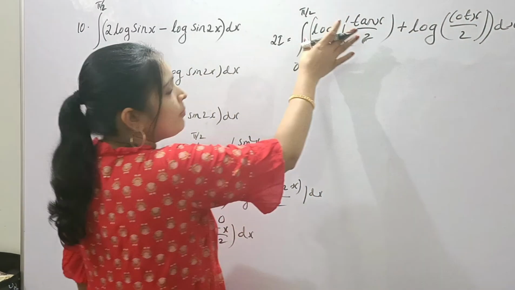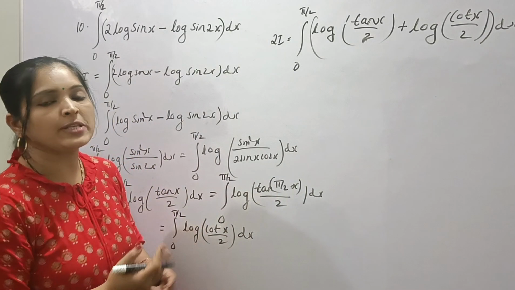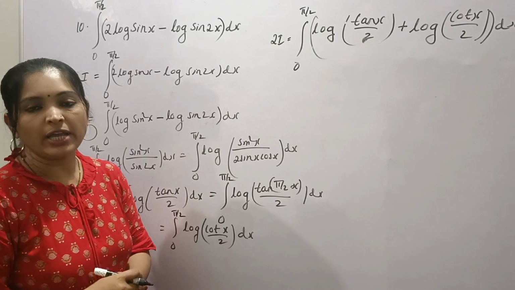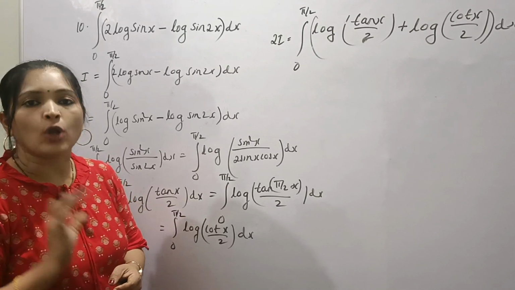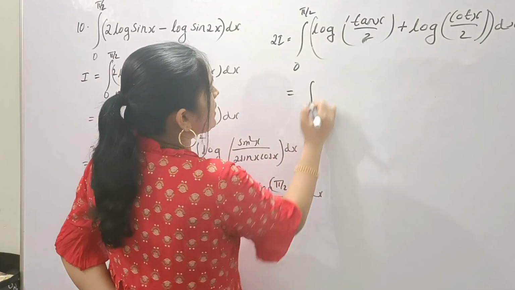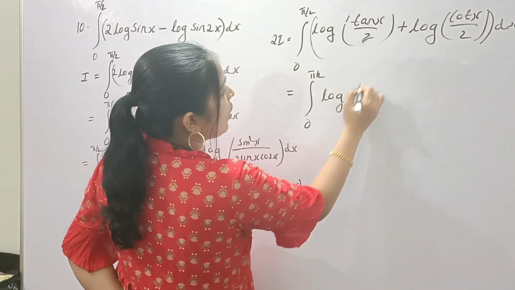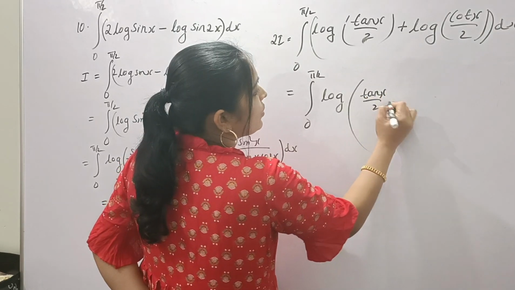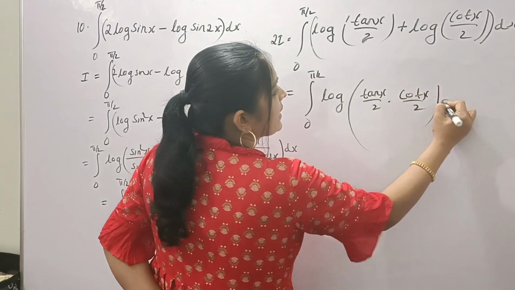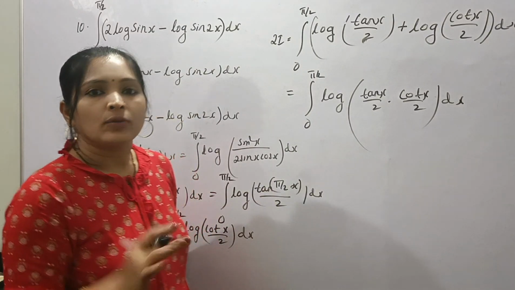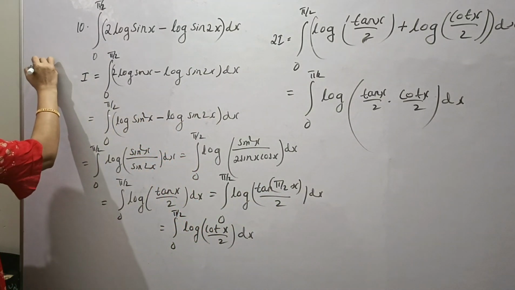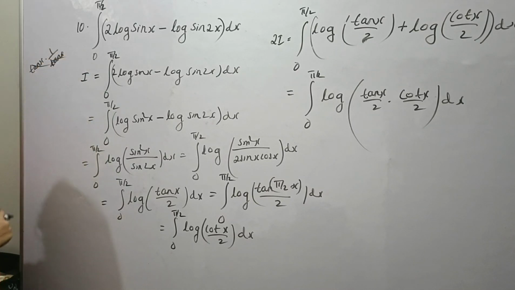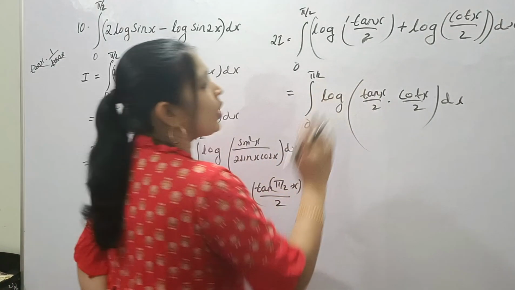Now, it's of the form log x plus log y. What is log x plus log y? Log x into y. Log x minus log y is log x by y, and log x plus log y is log x into y. That is equal to integral 0 to pi by 2 log of tan x by 2 into cot x by 2 dx. What is tan x into cot x? 1, right? Why? Because cot x is nothing but 1 by tan x, tan x cancelled, that is 1.